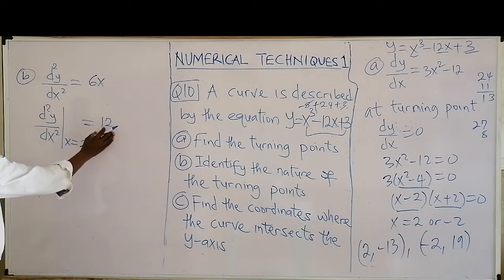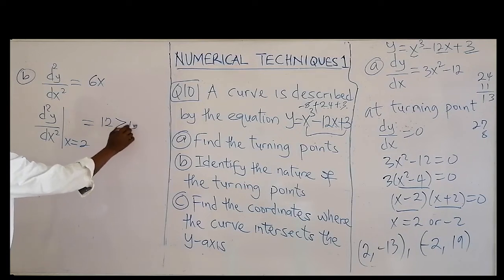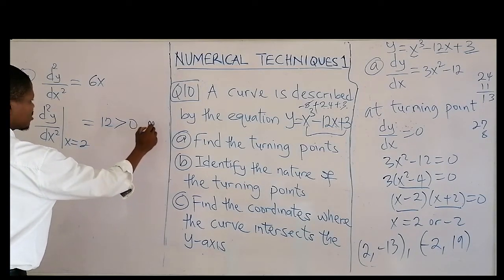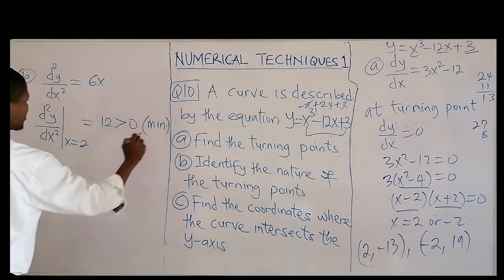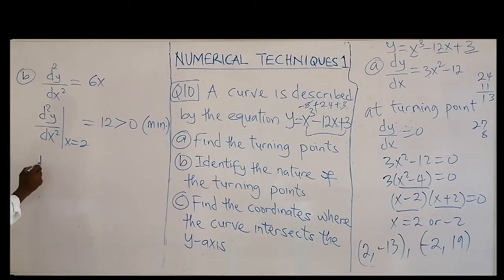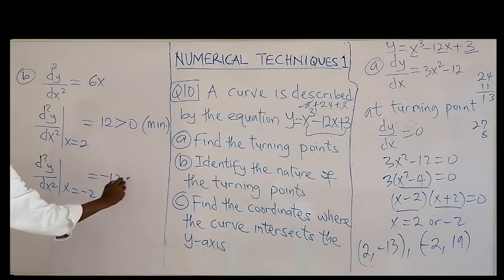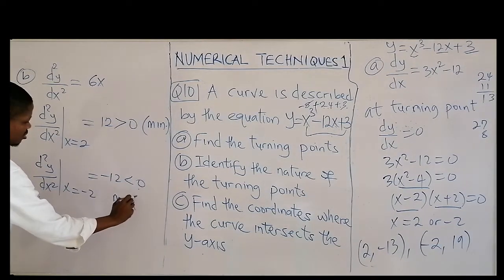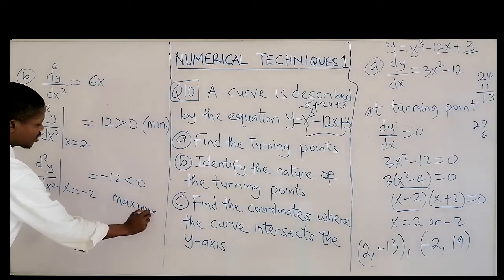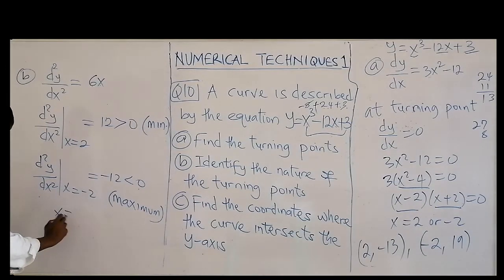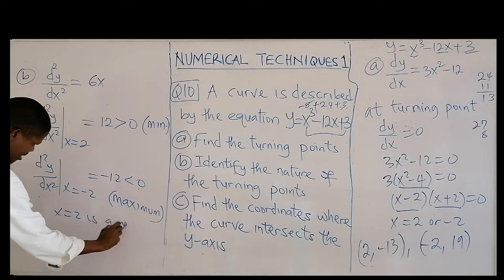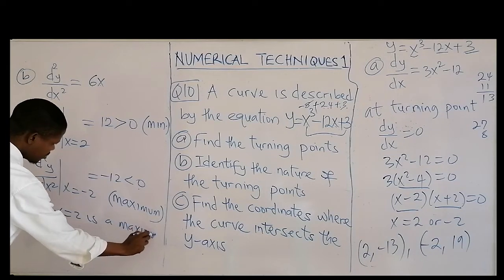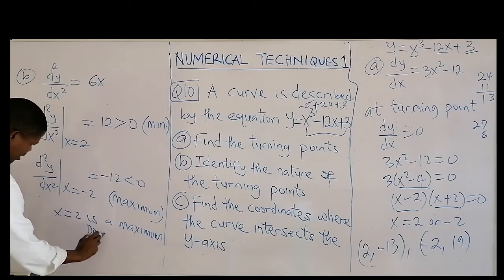When your second derivative is greater than 0, that point is a minimum. That's a minimum point. Then for the second one, d squared y over dx squared at x equal to minus 2, that will be 6 times minus 2, that's minus 12. This is less than 0, so that point is a maximum point.